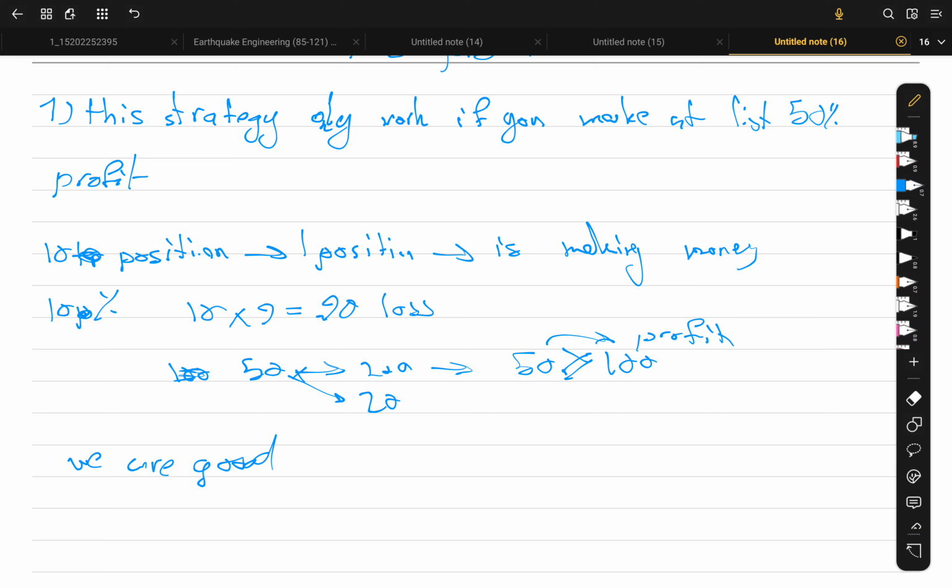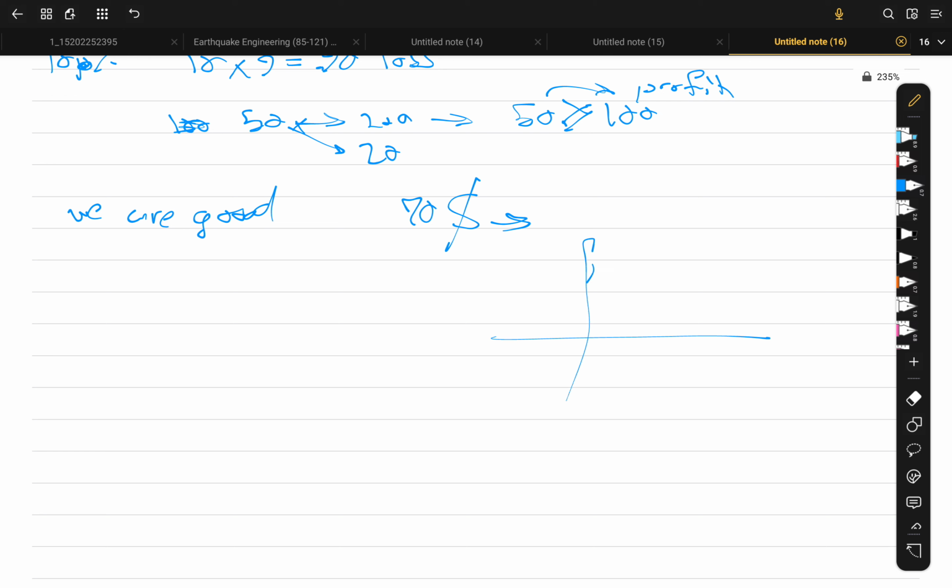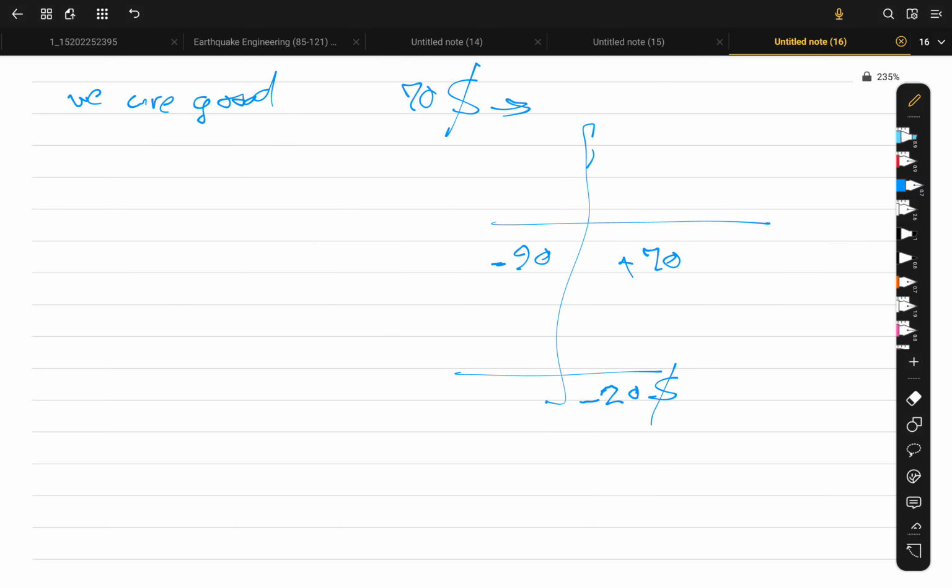But sometimes it makes less than 100. For example, it makes $70. If it makes $70, our chart is like that. We are minus 90 and plus 70 profit, and when we sum it, we are $20 in the loss. How can we change this problem and make it useful?